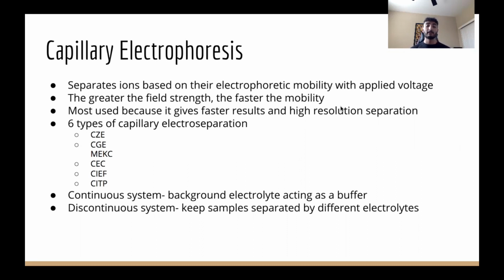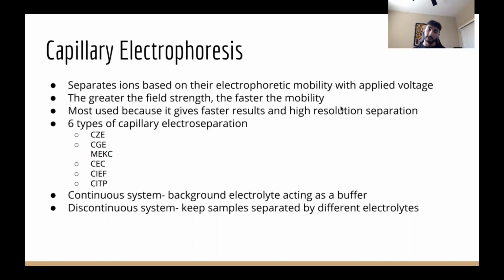There are 6 different subtypes of capillary electroseparation. We have capillary zone electrophoresis, capillary gel electrophoresis, micellar electrokinetic capillary chromatography, capillary electrochromatography, capillary isoelectric focusing, which separates peptides and proteins, and capillary isotachophoresis, which is used in a discontinuous system.